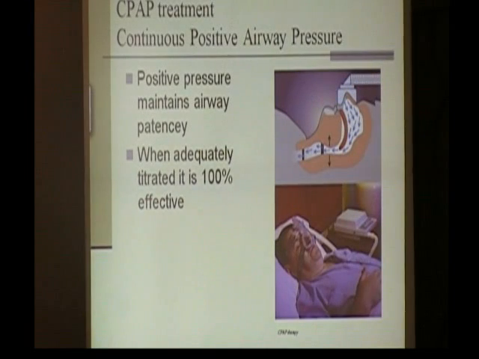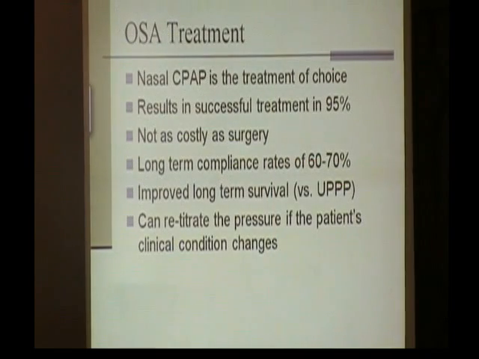Okay. So the only treatment that we have that's 100% effective is what we call CPAP, continuous positive airway pressure. It's positive pressure that's actually pushed into the airway to get the airway open. It's 100% effective when we can use it. So nasal CPAP is the treatment of choice, it's not as costly as surgery. Compliance though is a little bit poor.